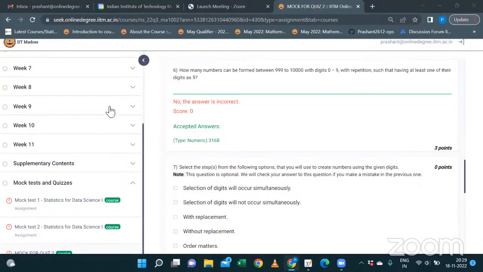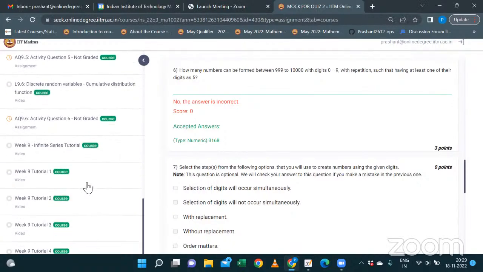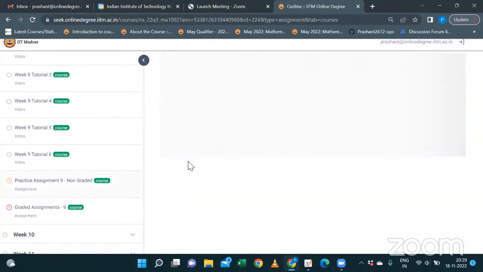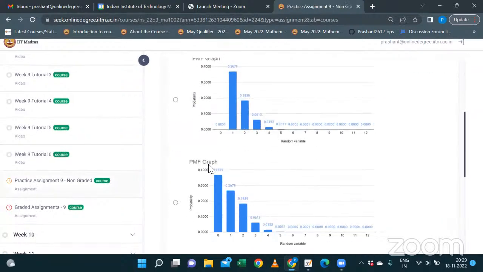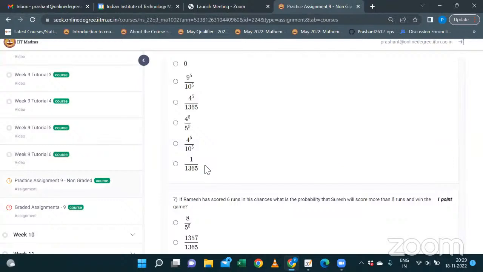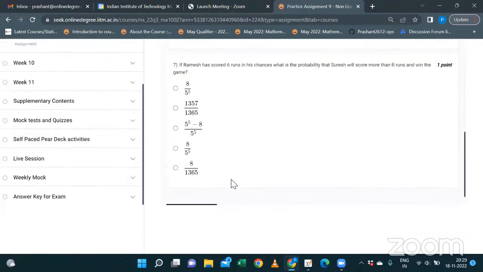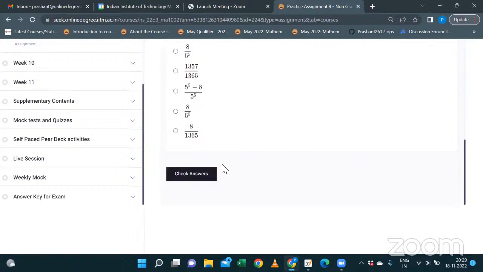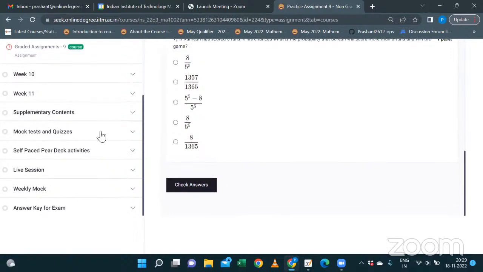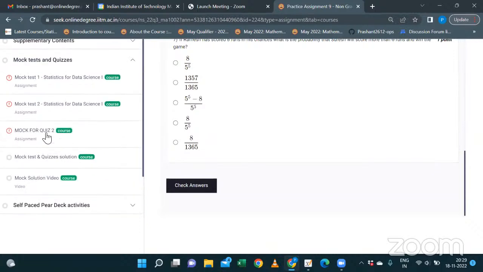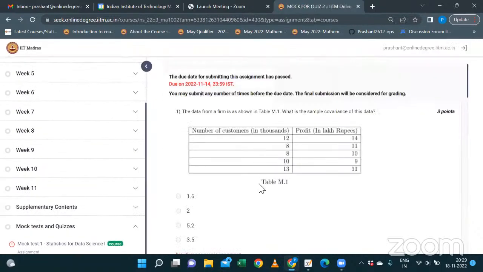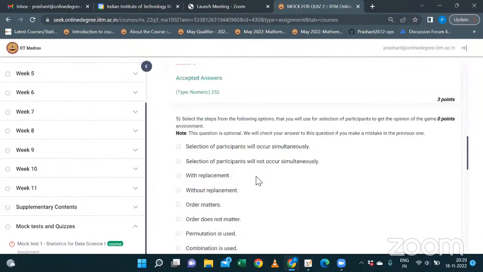Earlier it used to be in a PDF, no? Suppose you have done the practice session and got a question wrong, then they'll provide you the solution there only. I know that, but earlier it used to be in a PDF. Now it's below every question, below the same question. Okay, sir, thank you. Let me finish the mock first.